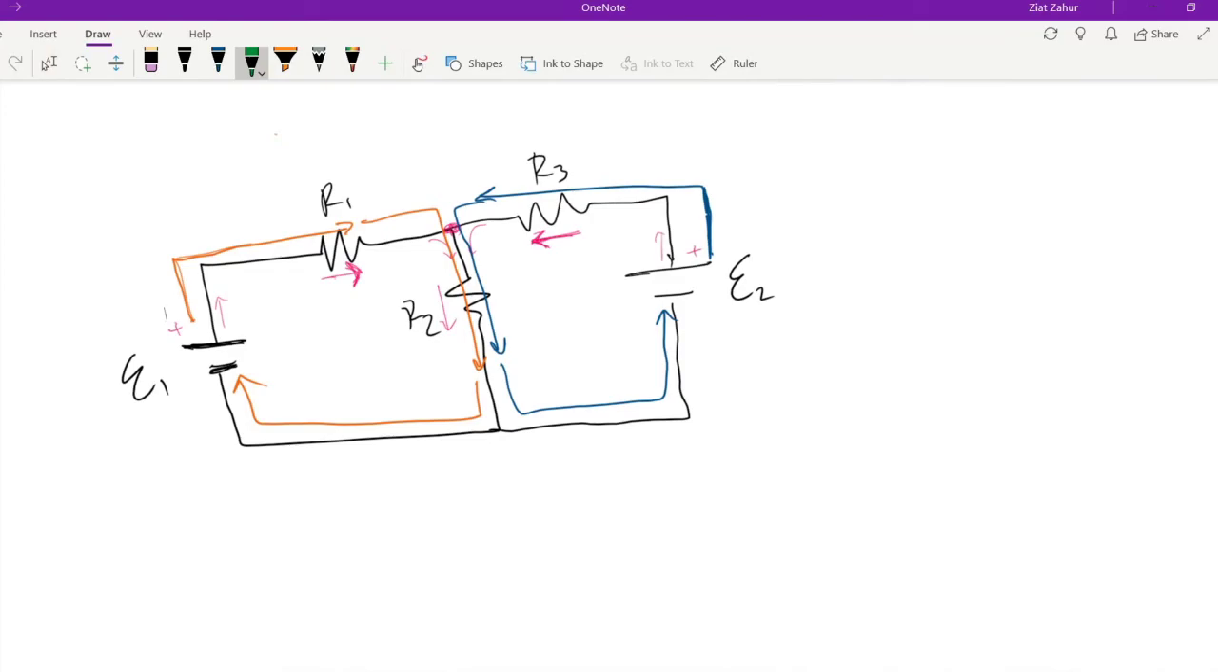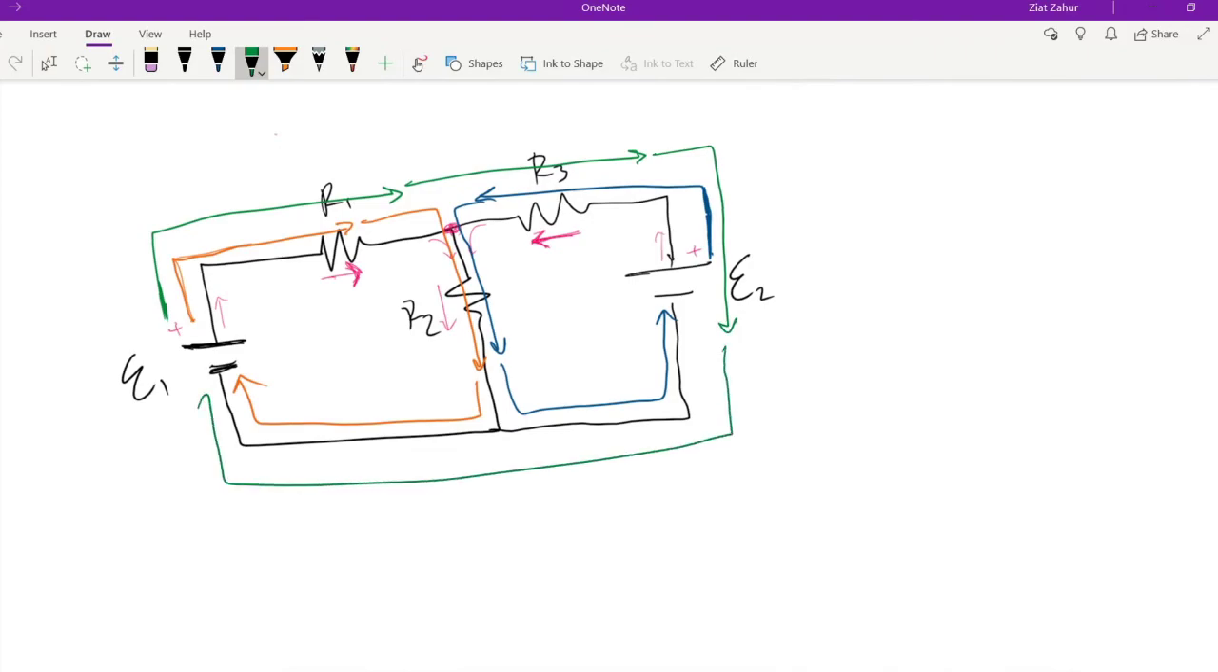Well, here's the third one, starting from E1, going through resistor 1 again, because there's no other choice. But let's go and skip R2, but go the opposite direction. Whoa, going into the battery, and then back. So the outer loop. Okay, so these are the pathways. So let's go and write down the equations for each pathway, starting with orange.